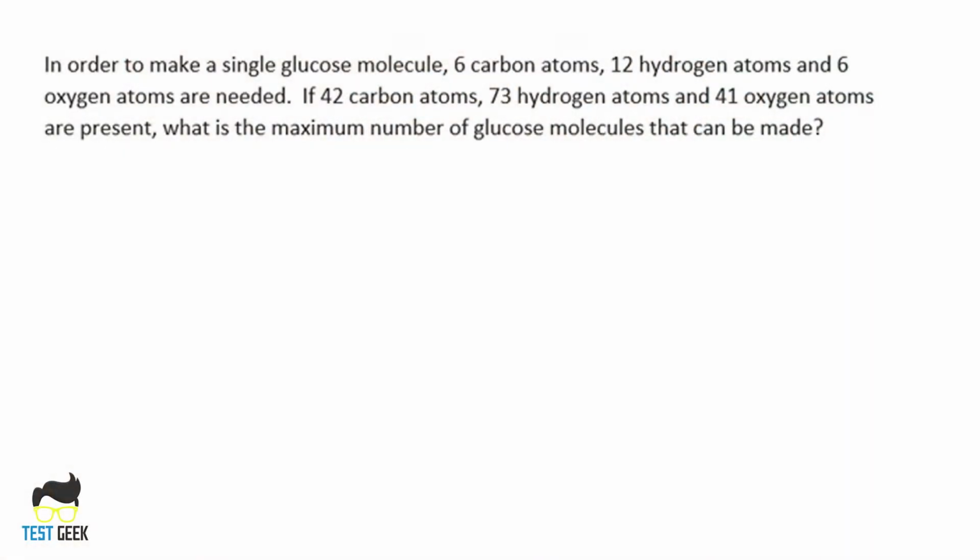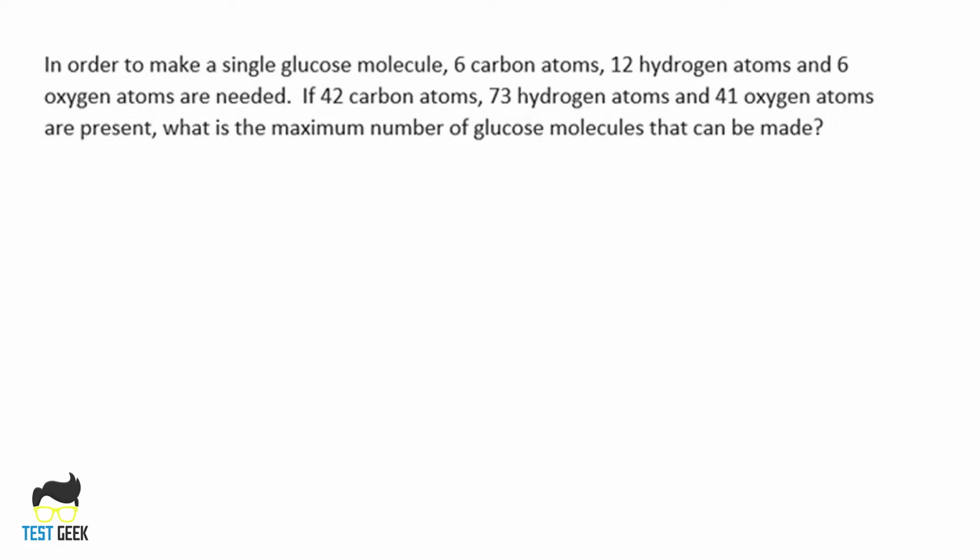So let's look at an example of a problem like this. In order to make a single glucose molecule, 6 carbon atoms, 12 hydrogen atoms, and 6 oxygen atoms are needed. If 42 carbon atoms, 73 hydrogen atoms, and 41 oxygen atoms are present, what is the maximum number of glucose molecules that can be made?